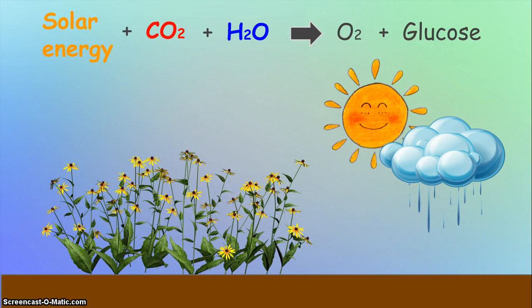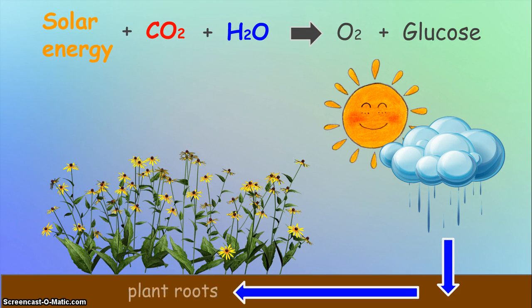So here's our overall equation again: solar energy plus carbon dioxide plus water giving us oxygen and glucose. And here's our little diorama set up here. We have our flowering plants, we have our sunlight, and we have, of course, our rain. So the rain falls into the soil, the soil becomes saturated with that water, and the plant roots absorb that water.